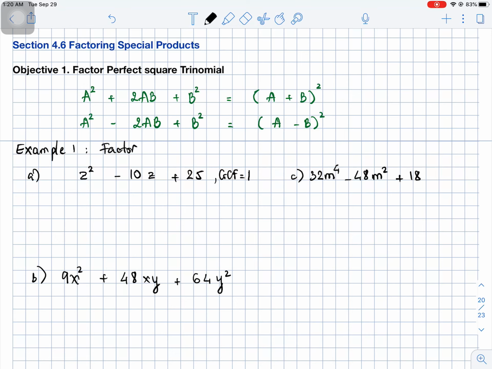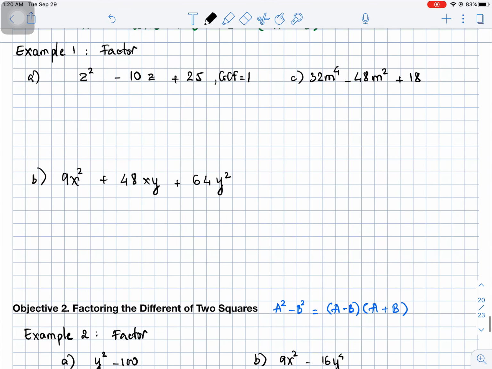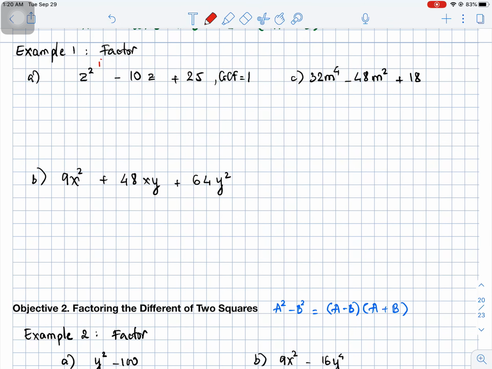In the book, they tell you about the perfect square trinomial, and they tell you how to apply this formula to factor. I won't follow the way in the book. I'll show you a different way, the way that we learned before, so that in case you do not remember the formula, you can still do the factoring. So let's not look at the formula, and just apply the way we learned before.